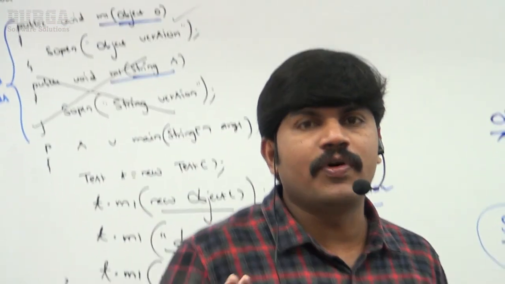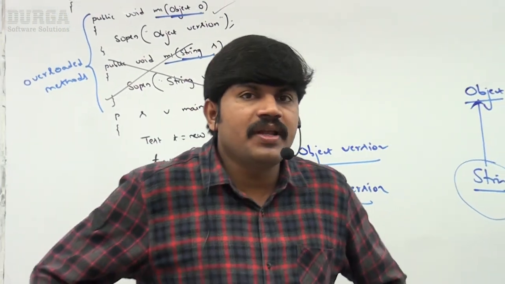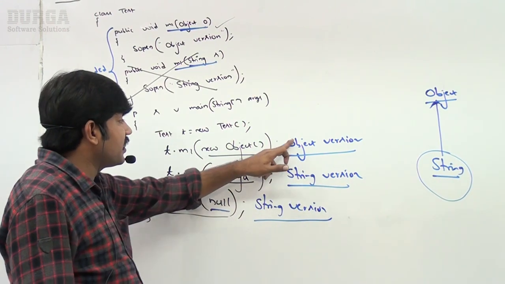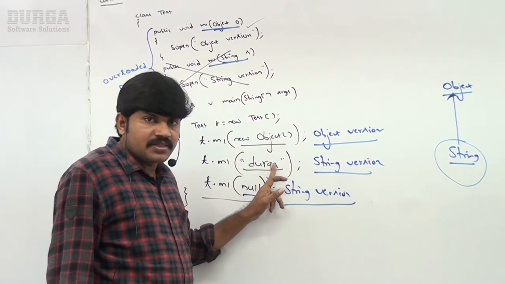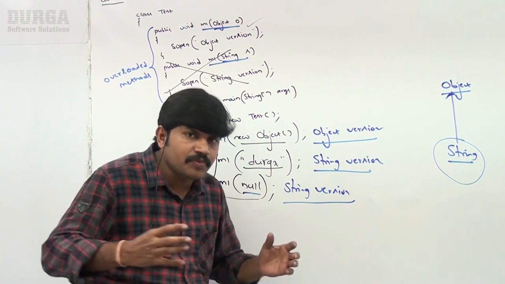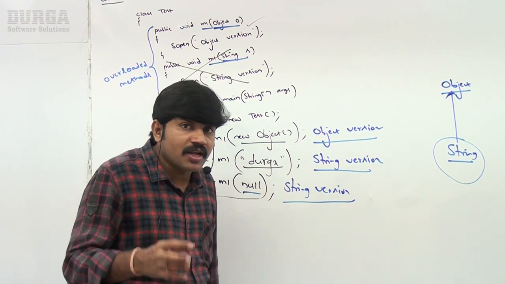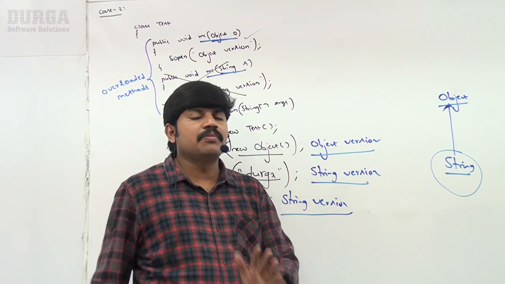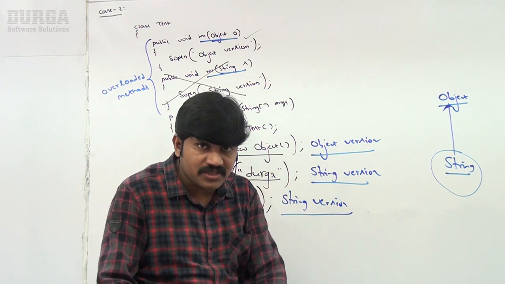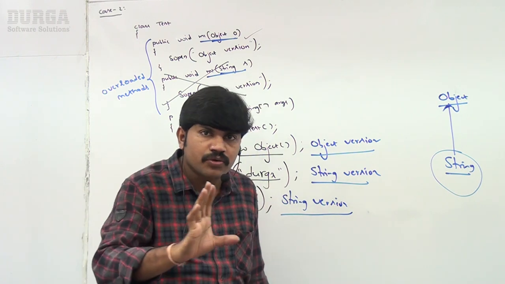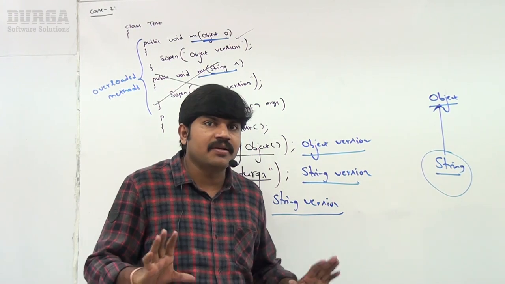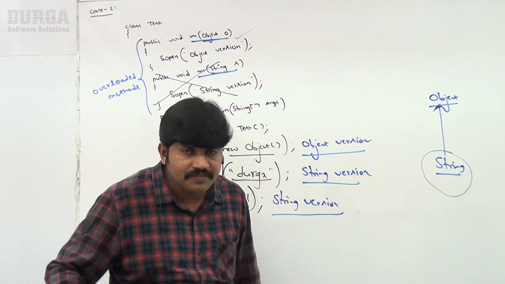This is case 2 of overloading. From this, what do we learn? In overloading, an exact match will always get the highest priority. Next, if both the parent and child argument methods match, priority always goes to the child. If the child argument does not match, then only the parent argument is taken. Child class argument gets more priority than parent class argument. Clear?